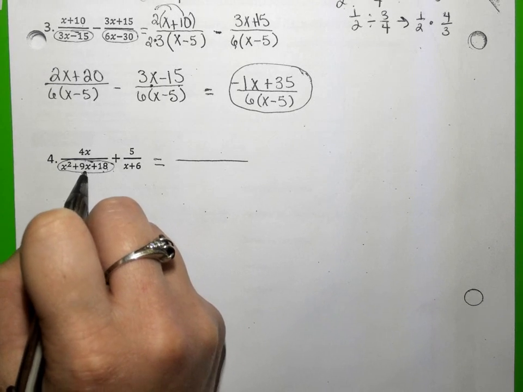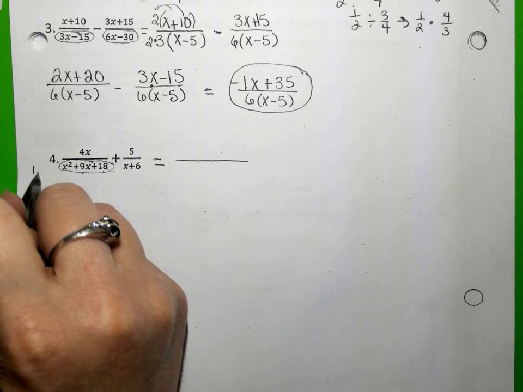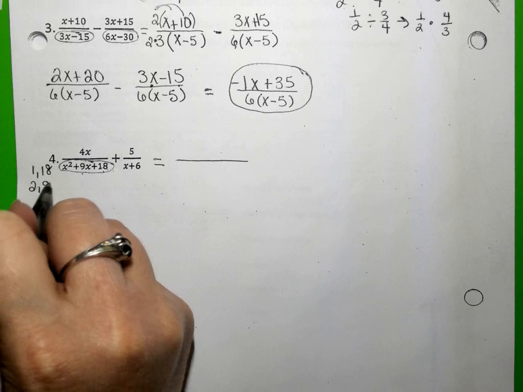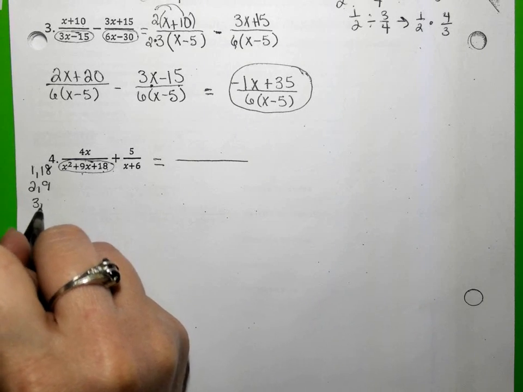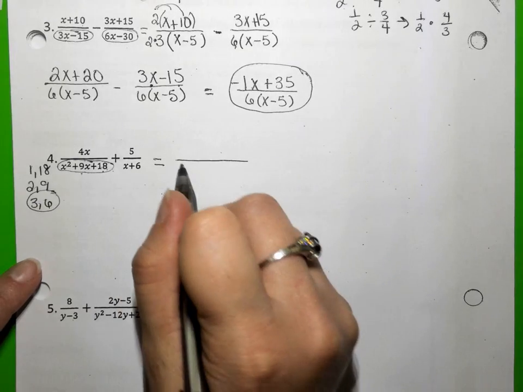Factors of 18 that add or subtract to be 9. Leslie, very good. What are the factors of 18? 1 and 18. Yep. 2 and 9. Yep. 3 and 6. All right, which one adds or subtracts to be 9? 3 and 6. How? 3 plus 6. Very good.